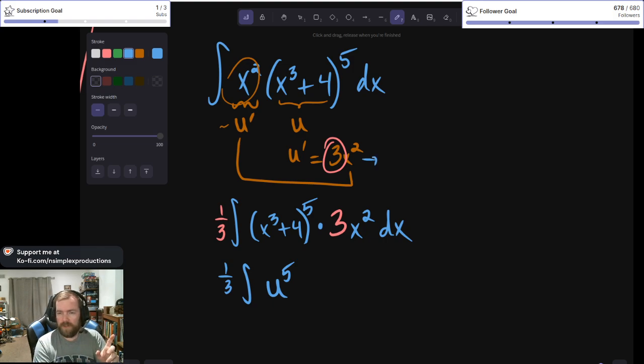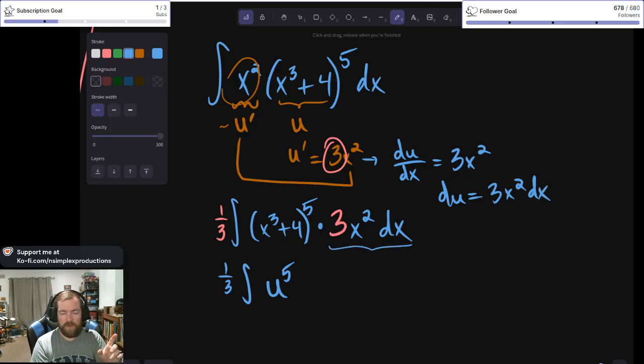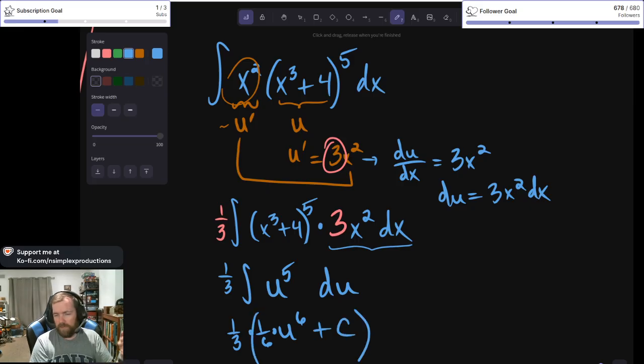Okay, so one thing to note here. du/dx is equal to 3x squared. Therefore, du is equal to 3x squared dx. When we have that, now we can list it as du. And here, we have an integral that is u to the 5th du. This is just going to be u to the 6th times 1/6, and then plus c.